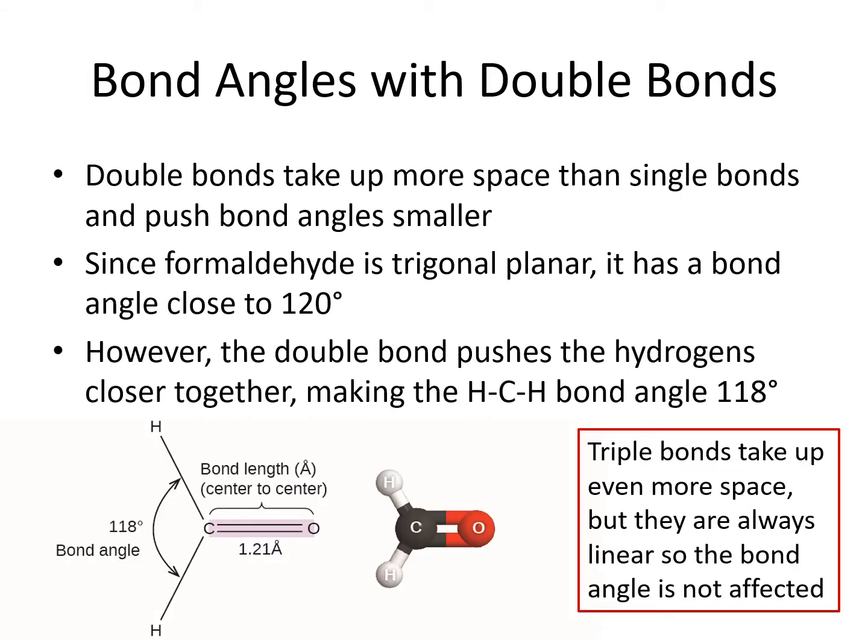Double bonds can also make bond angles smaller than expected. They take up more space than single bonds, so they can push atoms closer together. For example, formaldehyde is trigonal planar, so we expect its bond angle to be 120 degrees. In actuality, the bond angle is 118 degrees from hydrogen to hydrogen because of the CO double bond. Triple bonds also take up extra space, but they are always linear, so the bond angle remains 180 degrees.